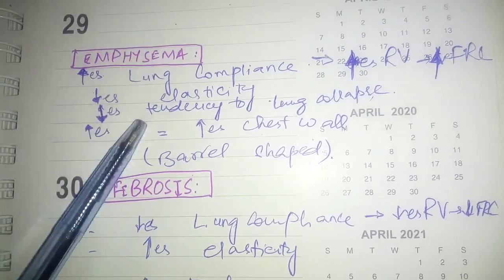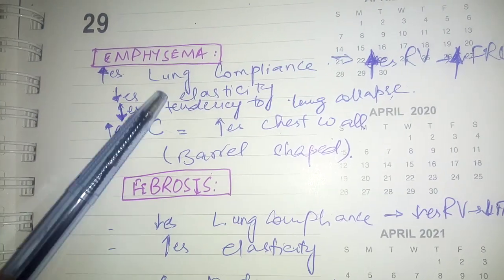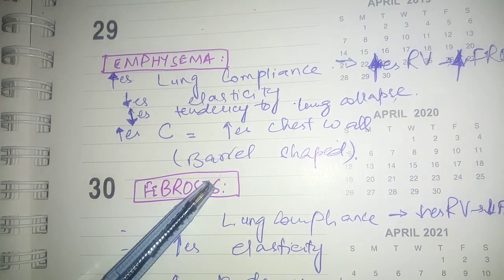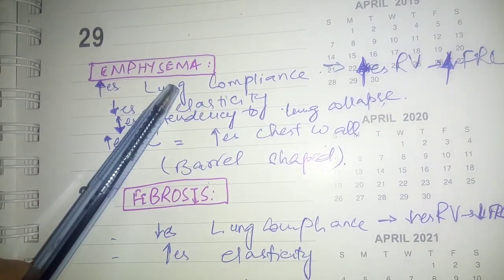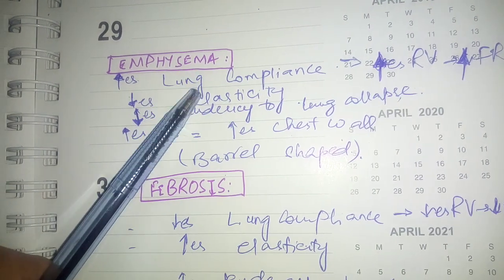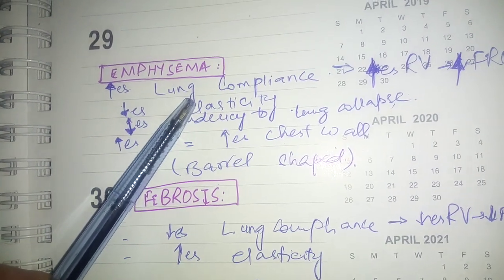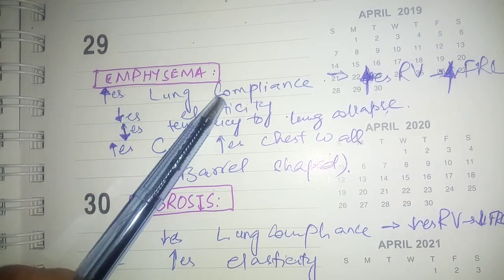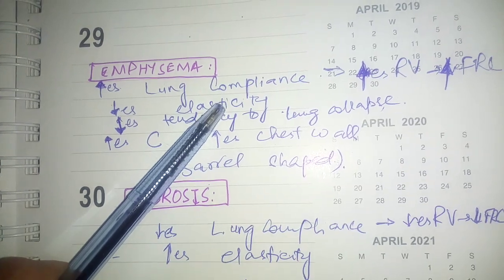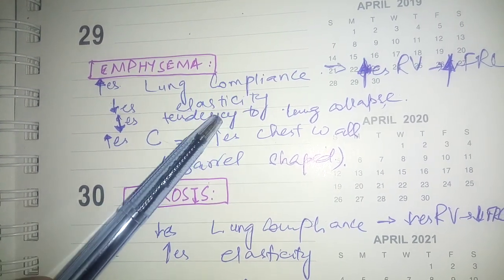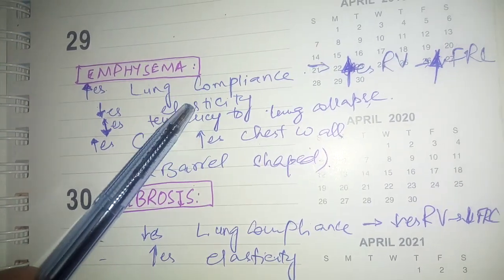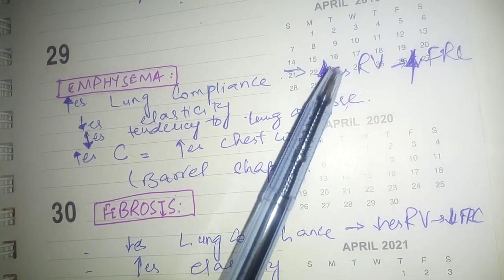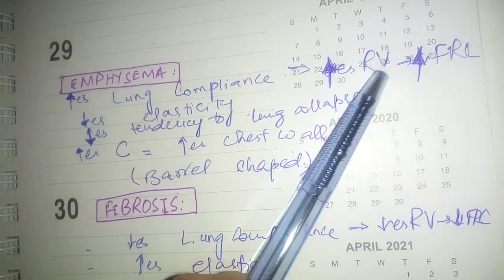Okay, now according to the clinics, you have seen a patient, maybe a patient with emphysema or a patient with fibrosis. What happens in emphysema? The patient has a lung which has lost its elasticity, and because of decreased elasticity, there will be increased lung compliance, as I have already discussed. Lung compliance is inversely proportional to the elasticity. Now increased lung compliance means there is increased air inside the lung. That means increased residual volume.